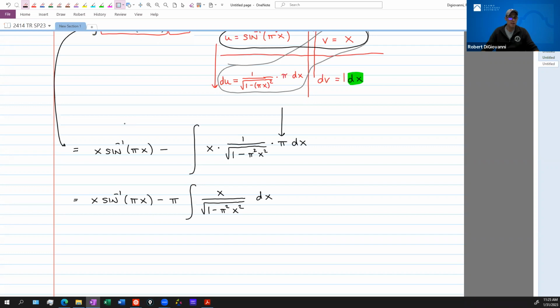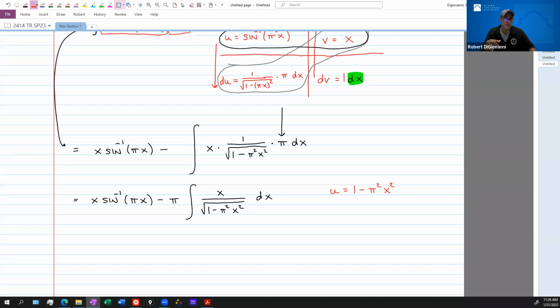So who sees it? It's a U substitution, right? What's the entire U substitution? What's inside the square root? This is a basic U substitution problem. So what is it? U is 1 minus pi squared x squared. So remember basic U substitution, we're trying to look for something and its derivative.